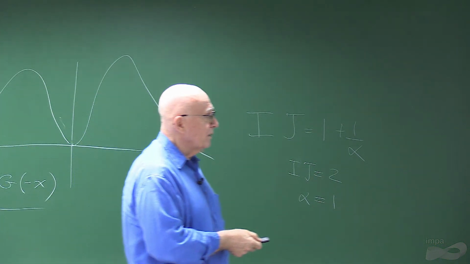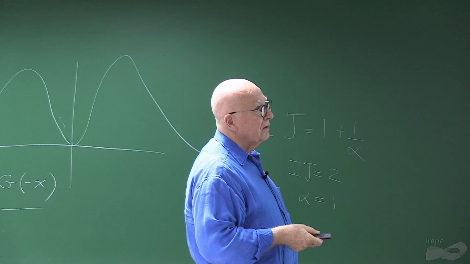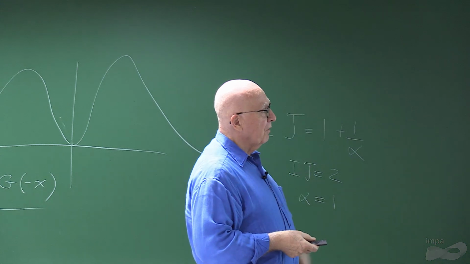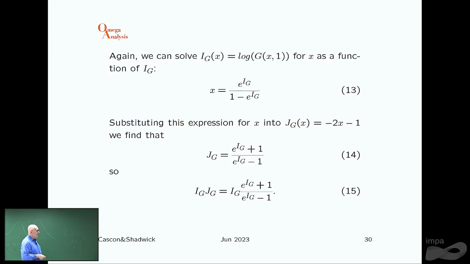What does it say about the differential equations? Well, this one's a little more complicated. But again, we can solve I_G equals log of the generalized Pareto distribution to get x as a function of I_G. It's just e to the I_G over 1 minus e to the I_G. Okay. And if we substitute this into the expression for j, we get this simple looking function of I: e to the I plus 1 over e to the I minus 1, e to the capital I, not the complex I.